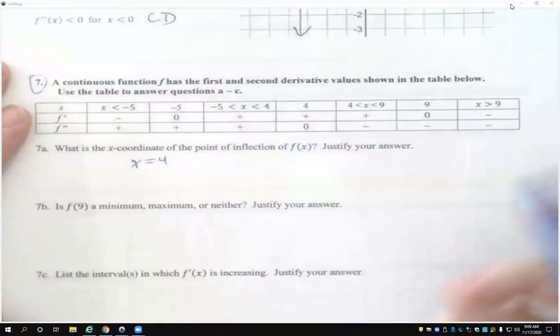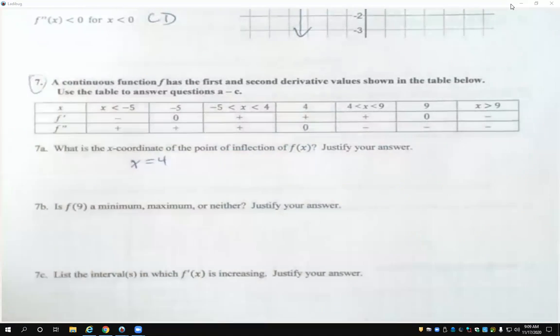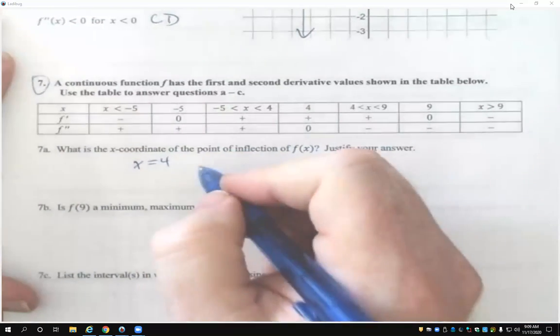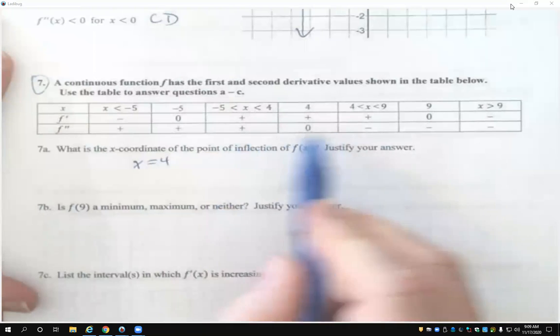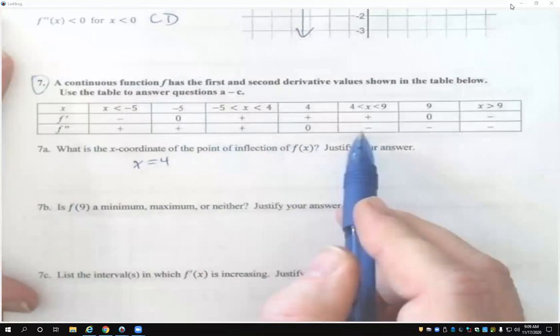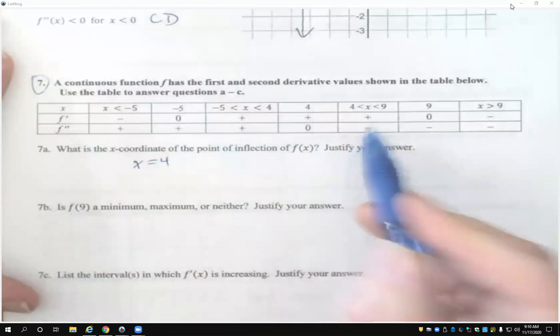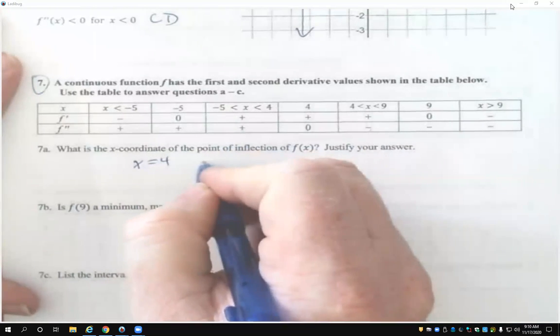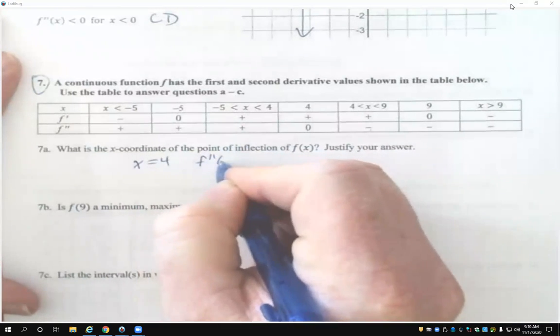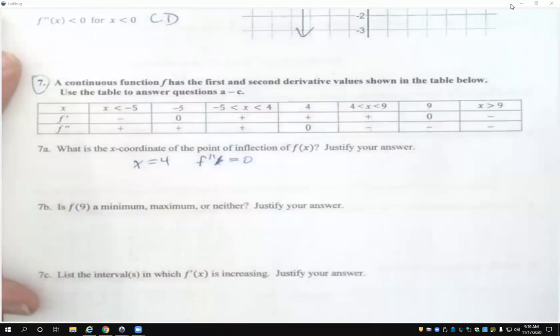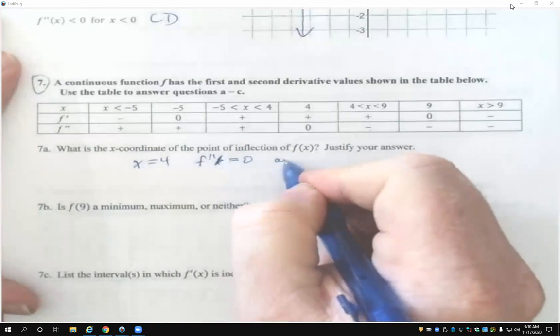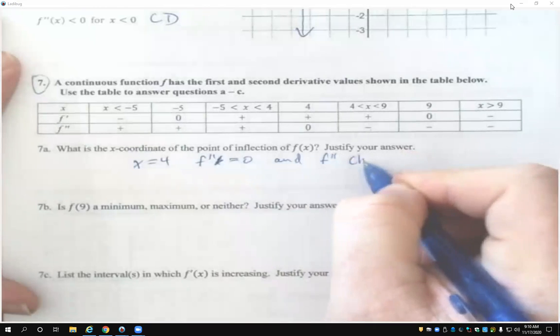So x equals 4. We must justify. Well, I just stated the justification, right? Oh, and by the way, one thing I forgot to state is we're changing signs on the left side of 4 and on the right side of 4. So it is a point of inflection. So f double prime equals 0, and f double prime changes signs.